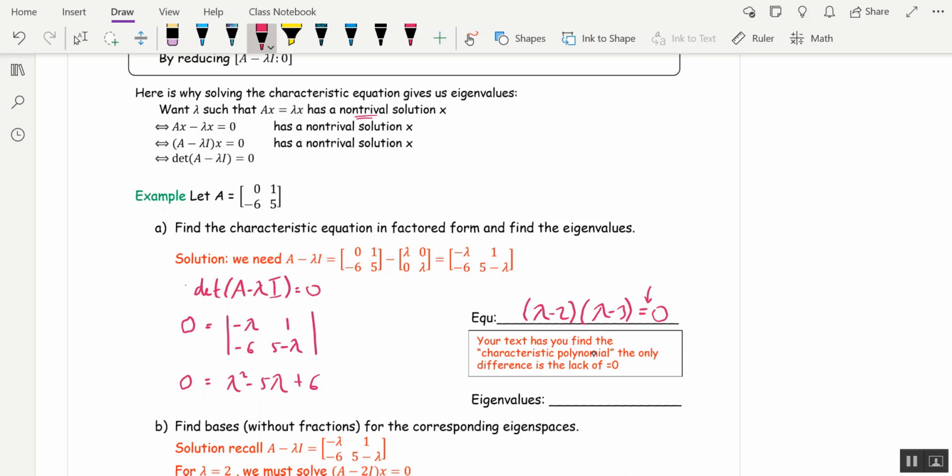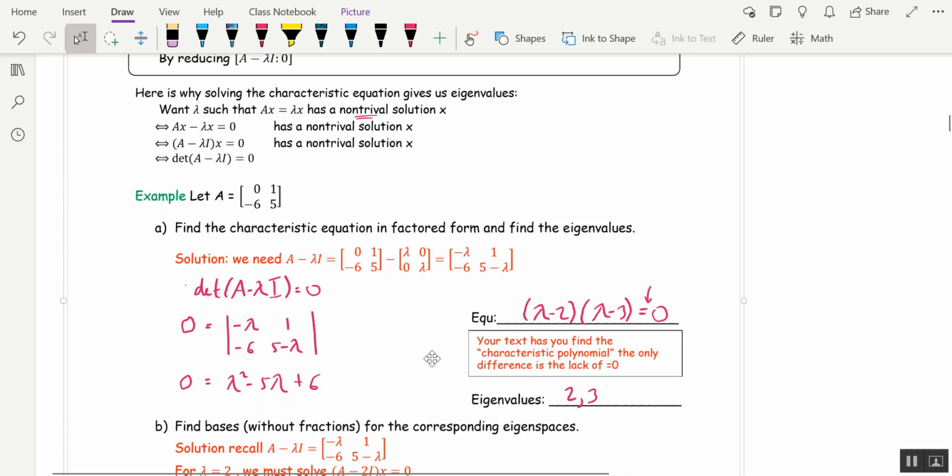So important. In your textbook, in your homework on MyMathLab, they're going to just have you find the characteristic polynomial. So they'll have you write down lambda squared minus 5 lambda plus 6, but you won't have equals 0. For me, you've got to have the equals 0 because that's how you get the eigenvalues, 2 and 3. You set that equal to 0.